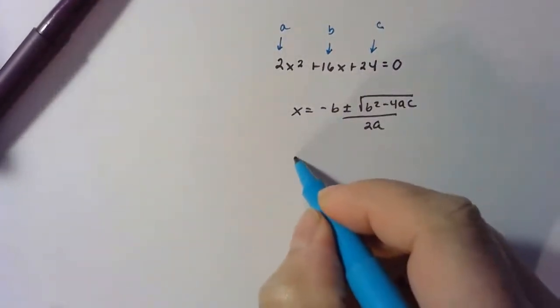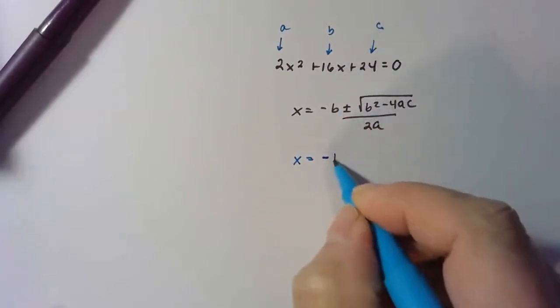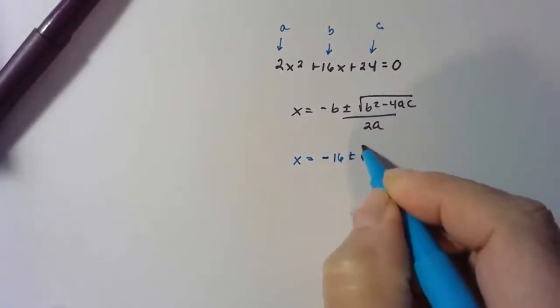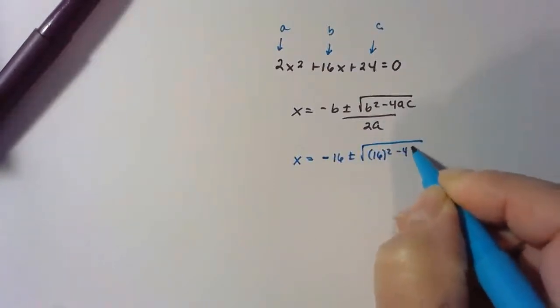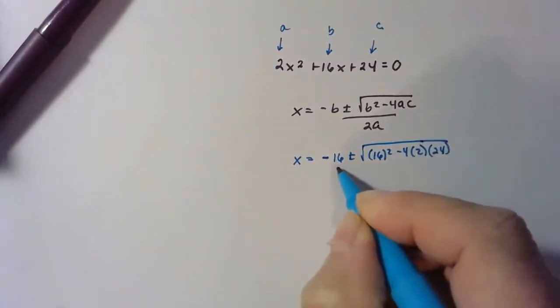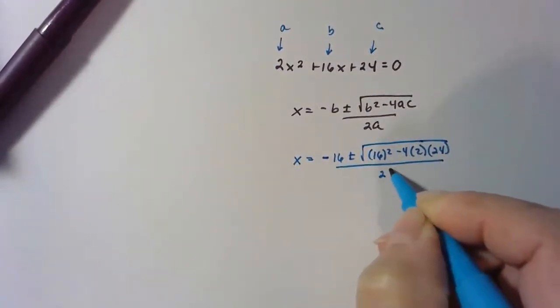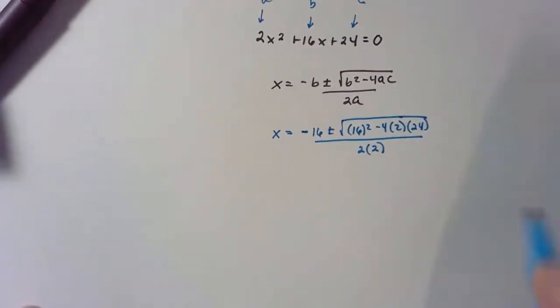So let's see, we have x equals, the opposite of b will be negative 16, plus or minus the square root of b squared minus 4 times a times c, all over 2 times a. Okay, so I've just substituted in a, b, and c in their appropriate places.